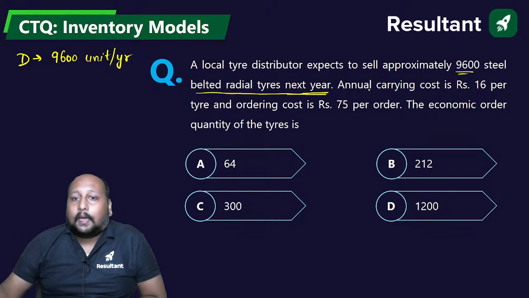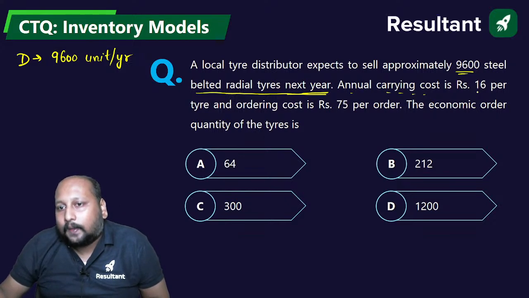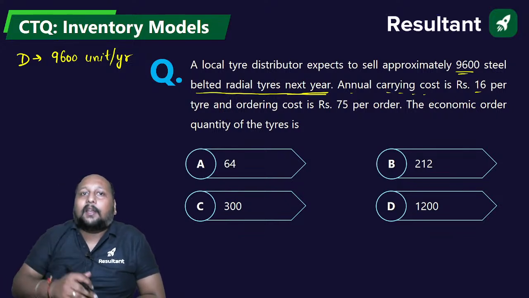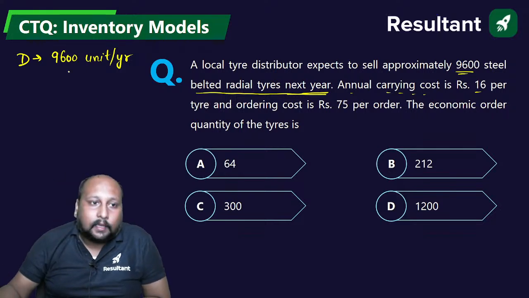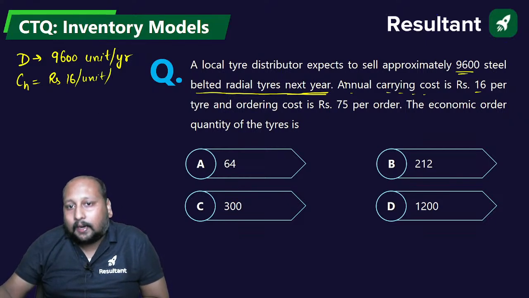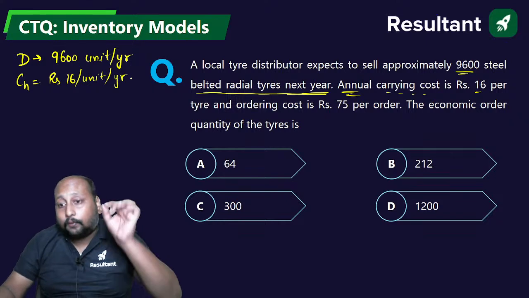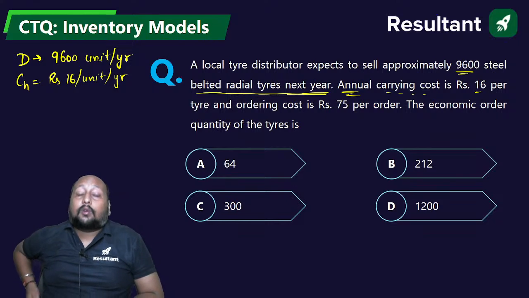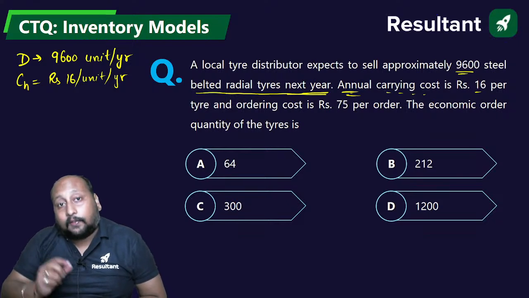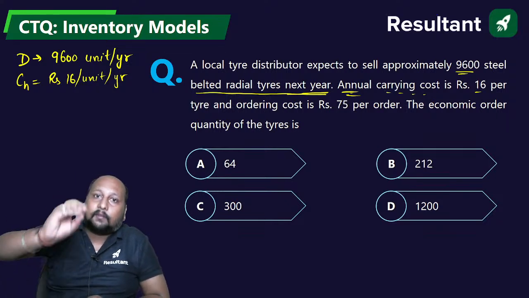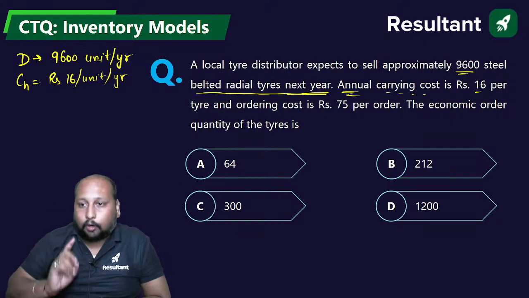Okay. Now, annual carrying cost is rupees 16 per tire. What is the meaning of carrying cost? Carrying cost means they are talking about the holding cost. So holding cost is given as rupees 16 for one tire, that is per unit, and they are talking about annually, so this is per year. You have to check the units, it is very important. Sometimes they give the annual carrying cost or holding cost per month, and if you use that value, it will give you a wrong answer.